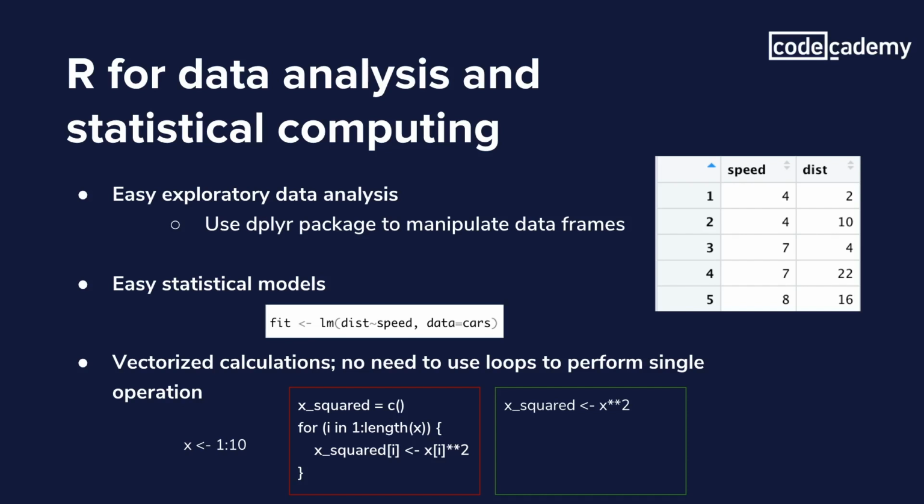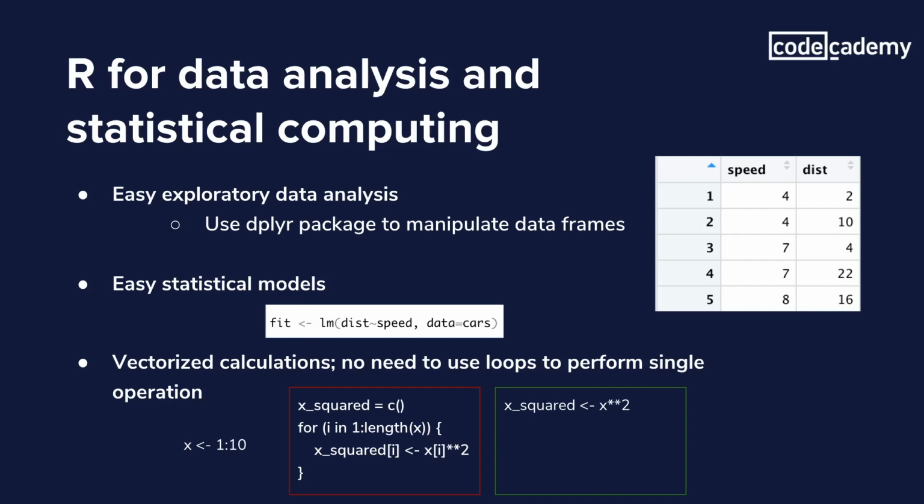Also in R, many calculations are vectorized, so you don't need to use loops to perform the same operation over and over on your data. If you're not familiar with using loops, a loop allows code to be executed repeatedly until a certain condition is reached. So in this example here, we have a vector of integers from 1 to 10 called x.